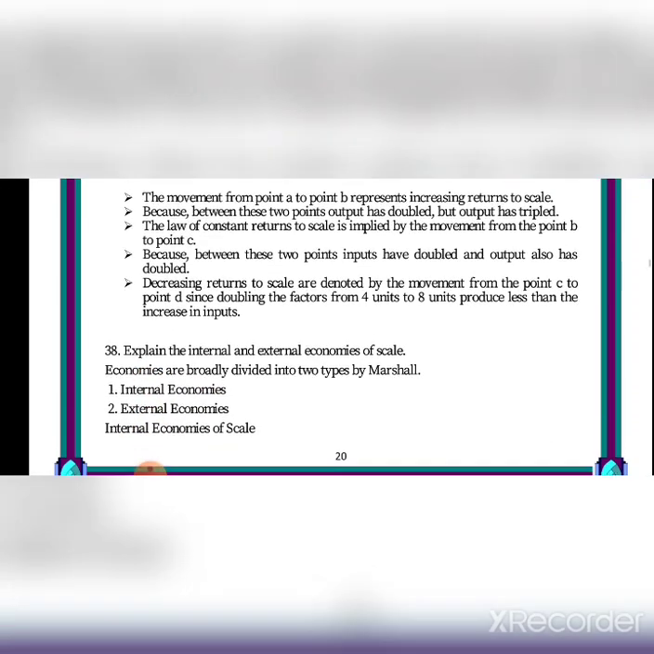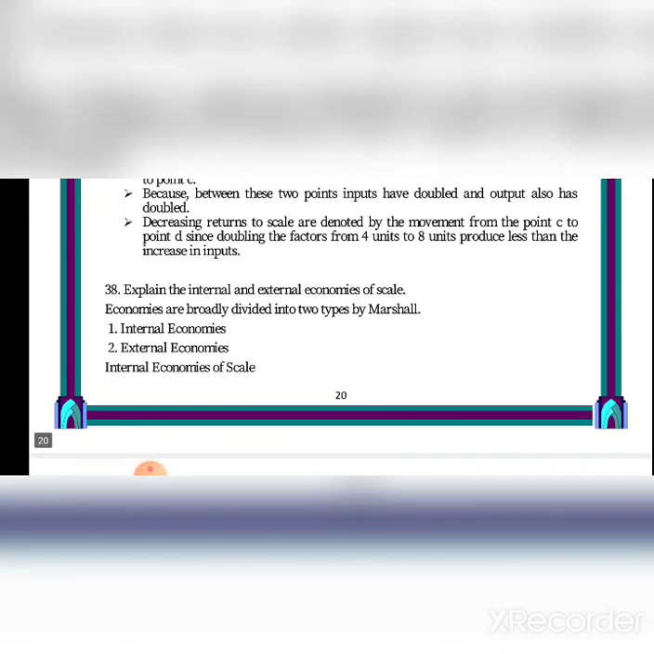Lastly, we will see and explain the internal and external economies of scale. Internal economies mean the processes going on in production inside the firm, what is going on inside the firm and outside the firm. Economies are broadly divided into two types by Marshall: internal economies and external economies. First we will see about the internal economies.